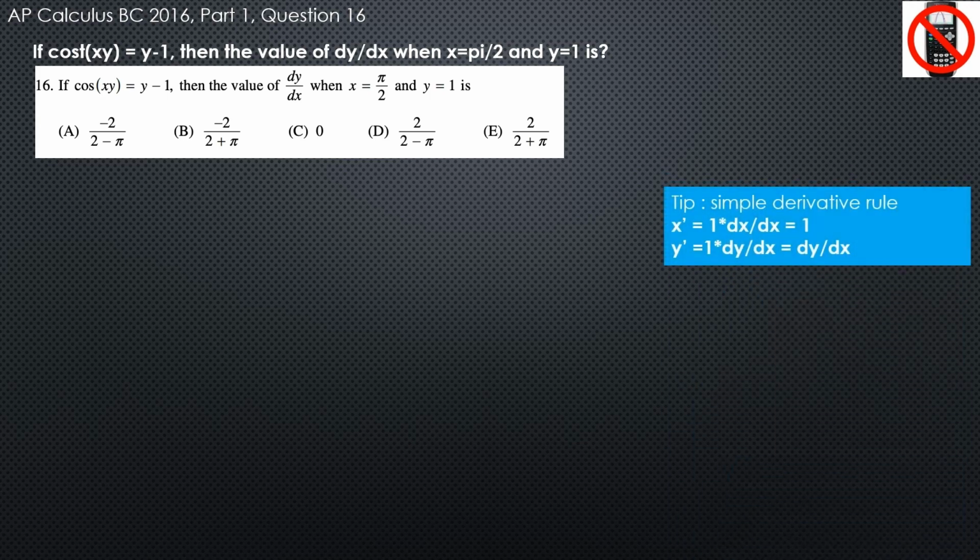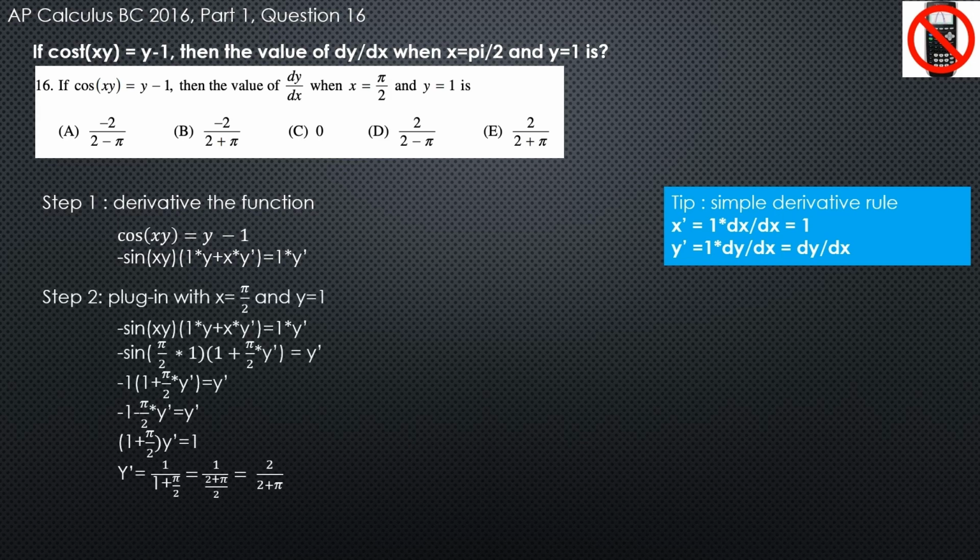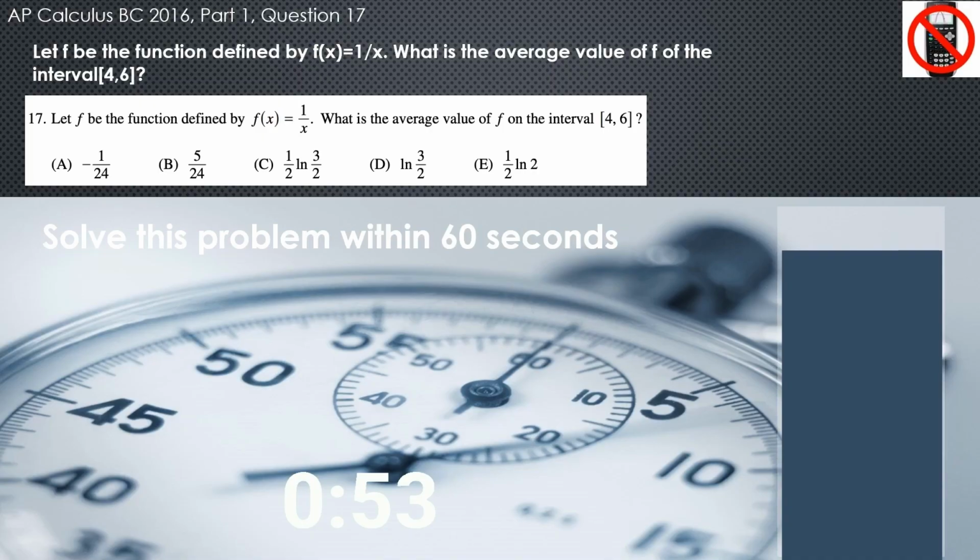Simple derivative rule. If the derivative with respect to x, x prime, equals 1 times dx over dx, equals 1, then y prime equals 1 times dy over dx, equals dy over dx. Step 1. Take the derivative of the function. Step 2. Plug in. The answer is E.